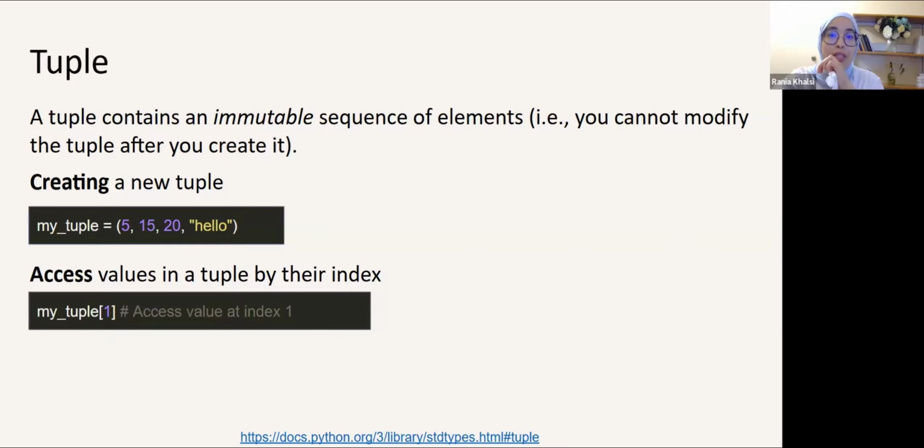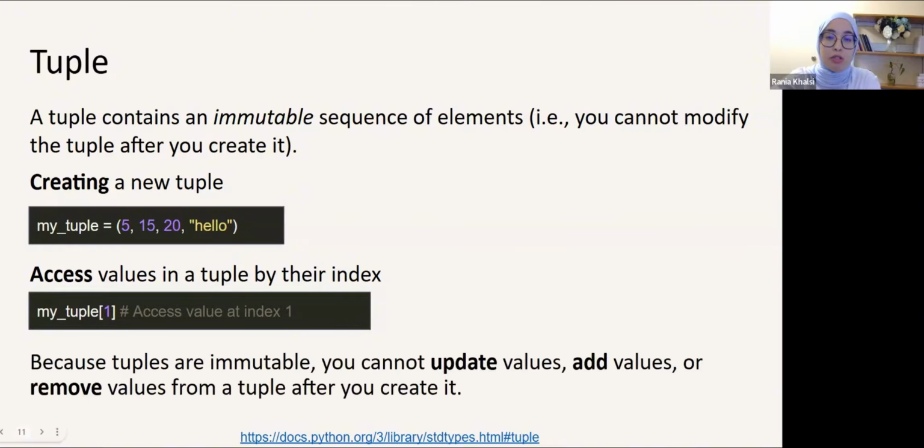What you can do is access values in a tuple. How do you do that? Just by index again. If you give tuple and 1 in this case, you access the element at the first index. The index for sure starts at 0, so we have 15 here at index 1, and this is what it returns for you. At index 2, we have 20, and at index 3, we have hello. So this is mainly it.